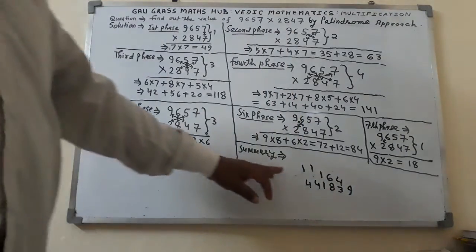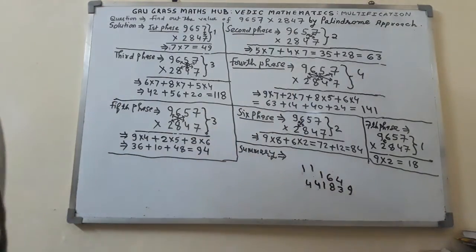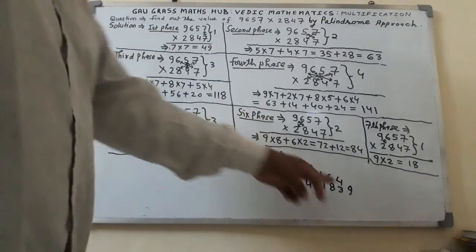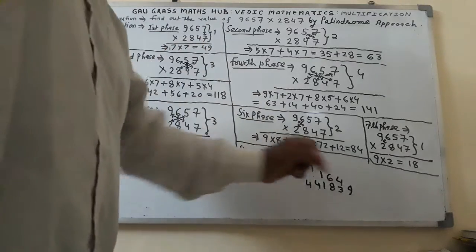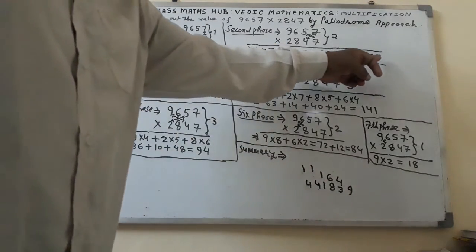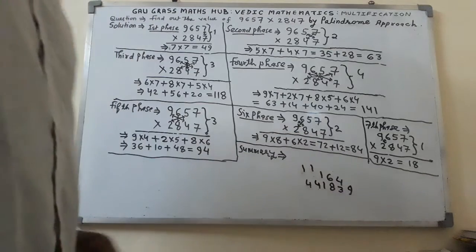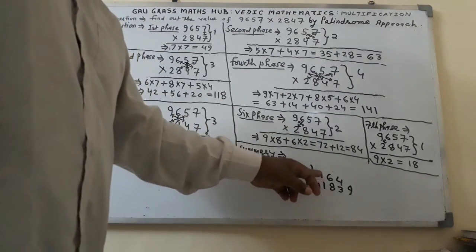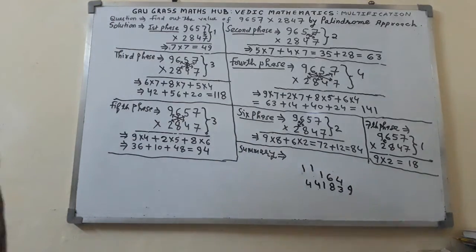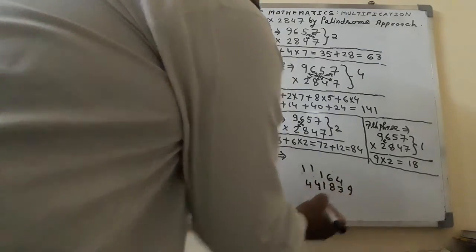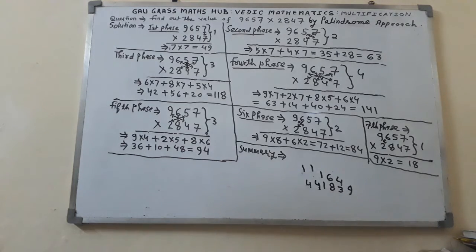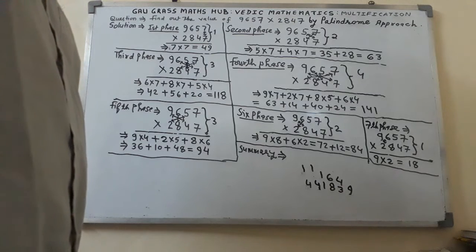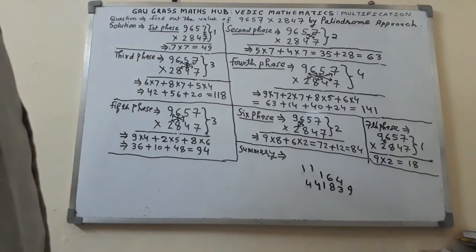Just tell you once again. Unit place digit 9 I have reflected here. For 4 I have reflected this place. From 63 I have unit place digit at this place. 6 will be this place. From 118 you write here 8, 1, 1, like this. And 141 you will get here.